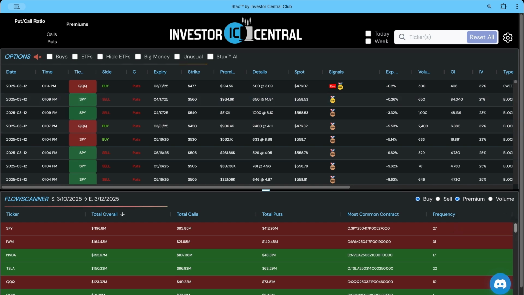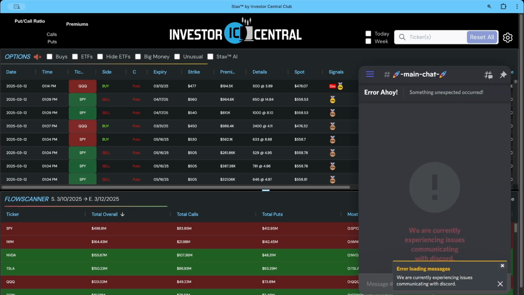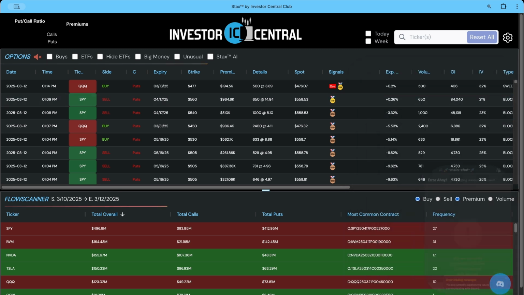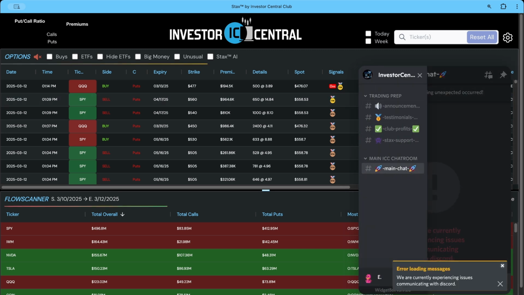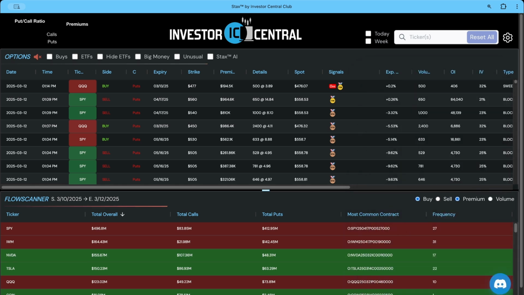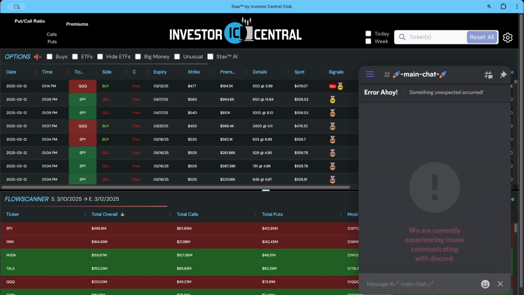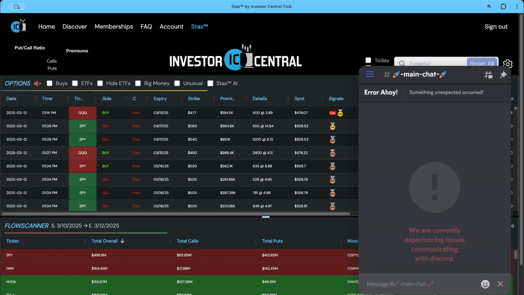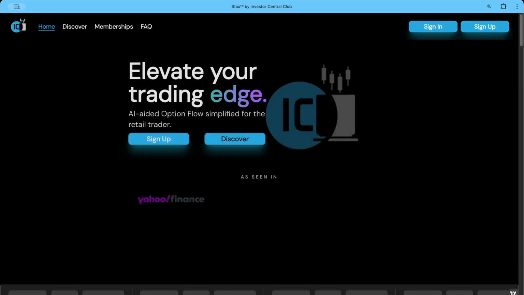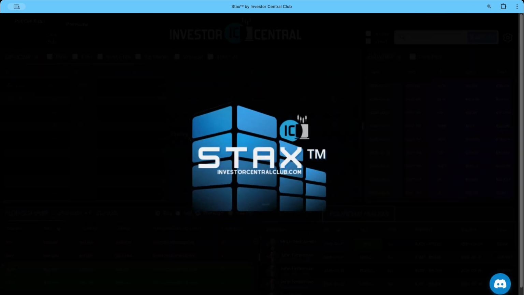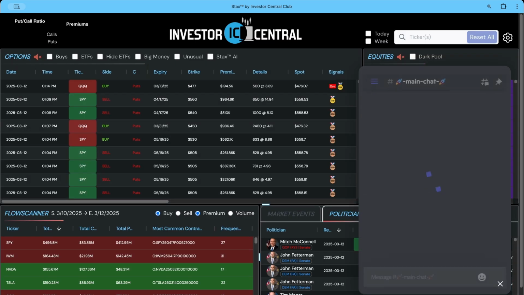Last but not least, if you are a STAX member, you do have access to our Discord channel. Oh, looks like it's having some trouble right now. But you will have access to our main chat, STAX support, testimonials, club profits, and any announcements that are coming up. This widget was working just a bit earlier. Looks like Discord is experiencing a couple little issues right now. Let me sign out and see if that resets everything. There we go.